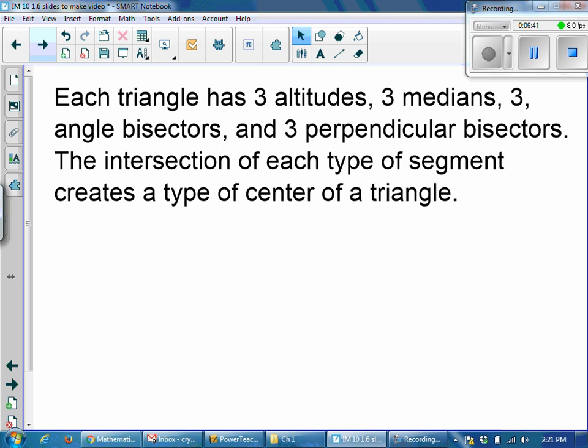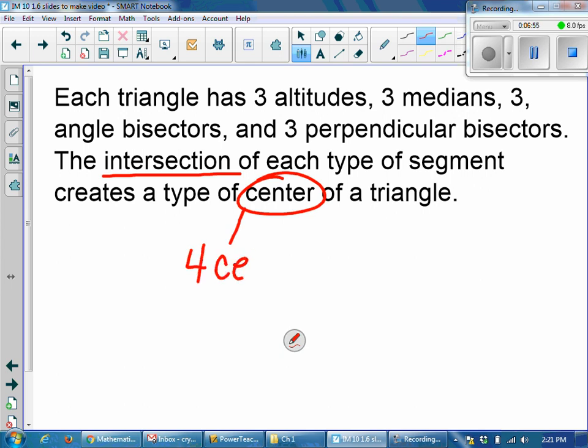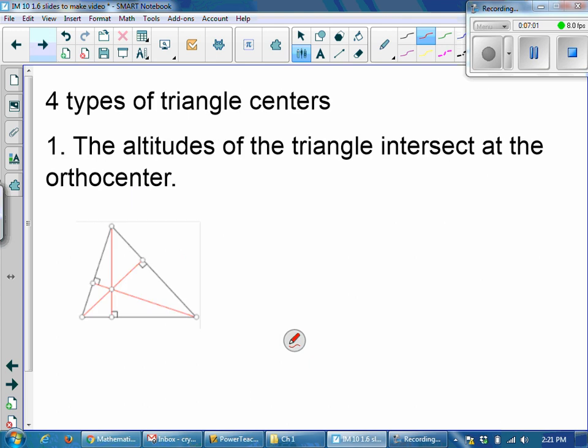And then let's talk about the intersection. Remember, intersection means the place where they meet of each of these type of segments. It creates a type of a center of the triangle. We're going to learn about four centers in this video. The first center that we're going to want to learn about is created by the altitudes.